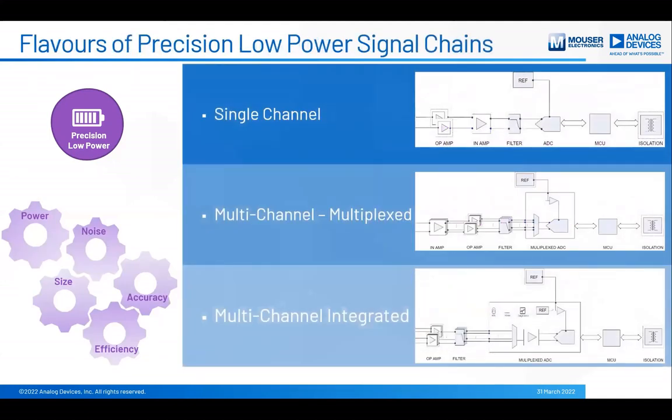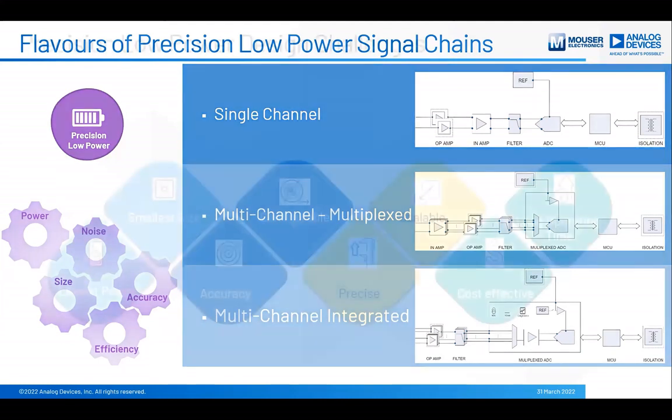Within the low power signal chain platform, there are different solutions that are tuned and optimized to offer key benefits and trade-offs depending on the end application. We have solutions that are single-channel, multi-channel multiplexed, and also multi-channel fully integrated solutions. And each of these will be discussed a little bit in more detail as we go through the webinar.